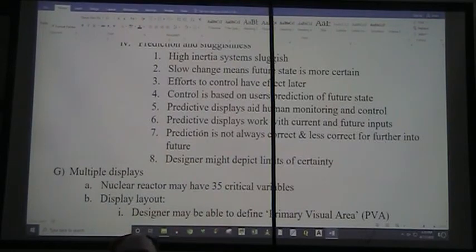So using a predictive display, you definitely want to remember number 7 here. And if you're designing a display that's going to predict, you might want to tell them the level of uncertainty at which you're operating. Right? It's that old statistics thing. Build in the alpha error.